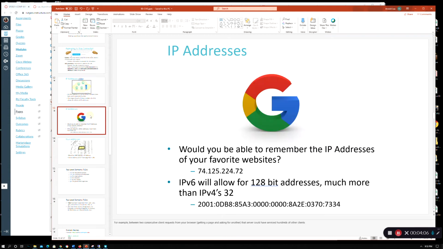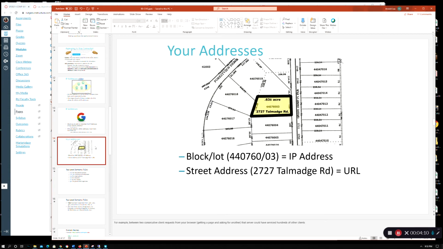Basically this is just trying to draw an analogy to you having your own address for your IP, right? Internet address. Okay.